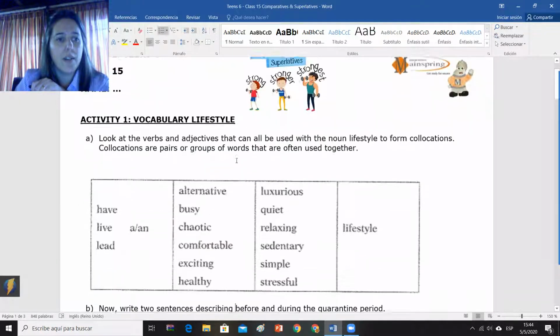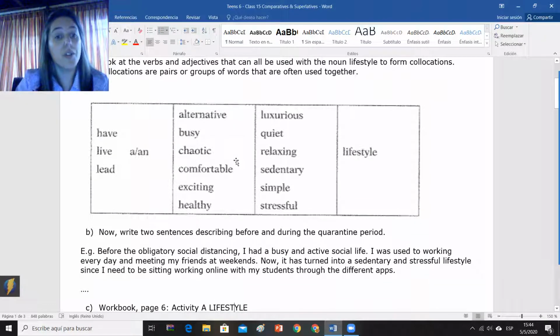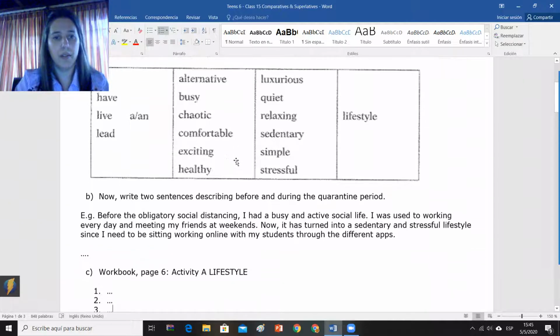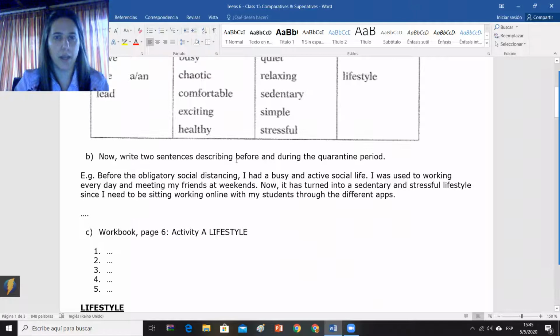So first, we have some vocabulary related to lifestyle. As I said before, I included a chart there in the class with some expressions, and the idea is that you write sentences describing your lifestyle before and during the quarantine period. I gave you an example. I describe my life nowadays and what it was like before this quarantine period.